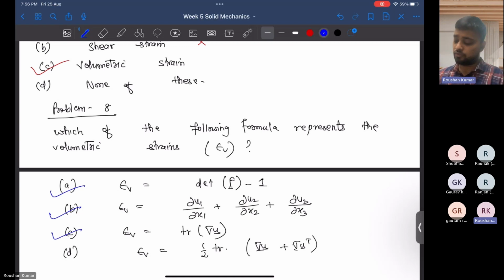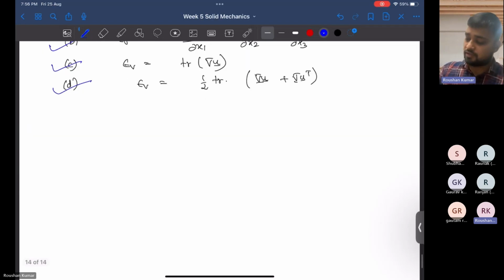The fourth option, half of the trace of the displacement gradient plus its transpose, is also correct, because half of grad u plus grad u transpose is the strain tensor, and its trace is the volumetric strain. So all four options represent the volumetric strain. Now coming to the next question, problem number 9.